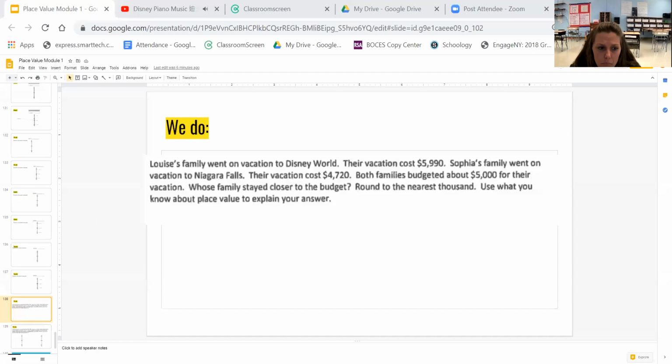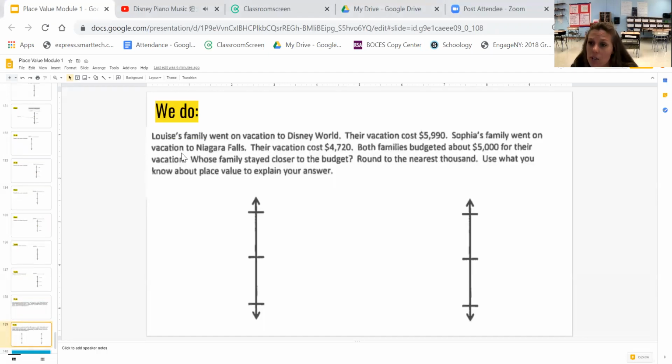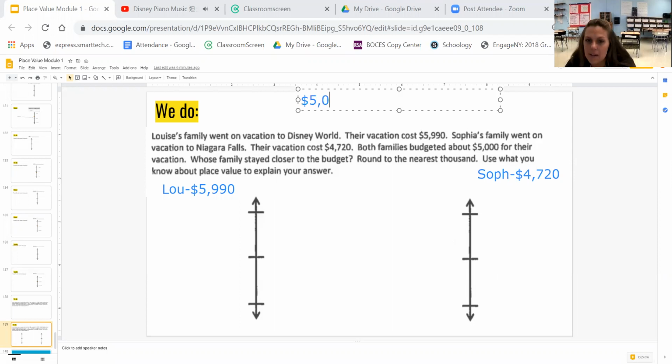So let's check this out. What I did was I made two vertical number lines. So if you could start doing that on your whiteboard as well. And we have two people. Our first one that we have is, I'll put Lou. And Lou's vacation cost $5,990. And then over here, we had Sophia. So we'll do Soph. And Soph's family vacation to Niagara Falls was $4,720. Now, something we need to remember is we're trying to see who was closest to 5,000. So let's start by rounding to the nearest thousand.